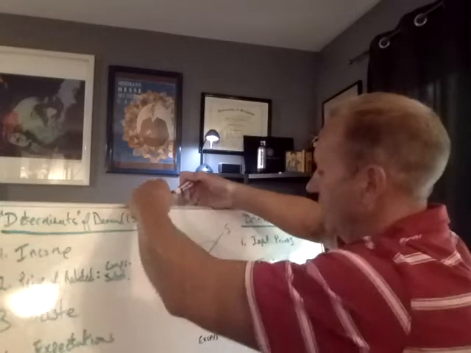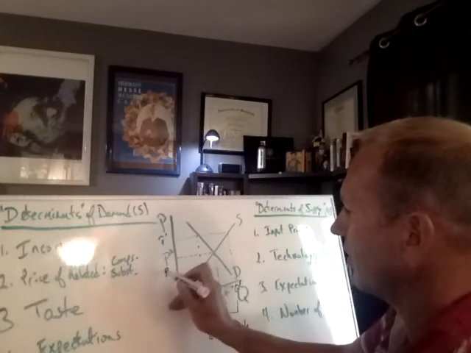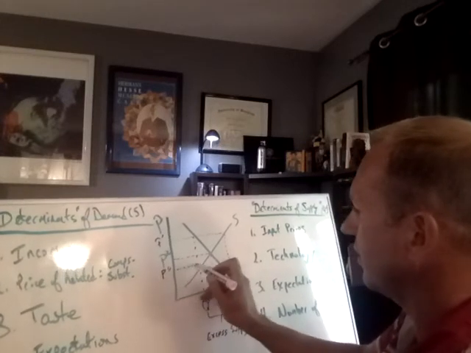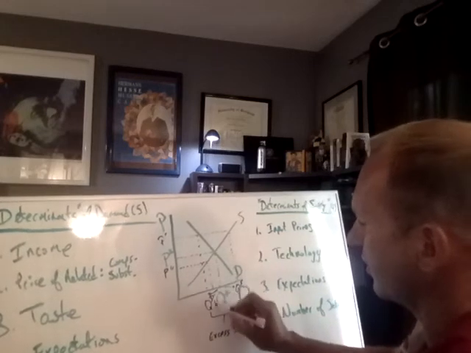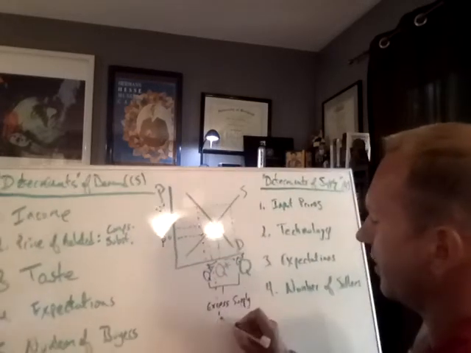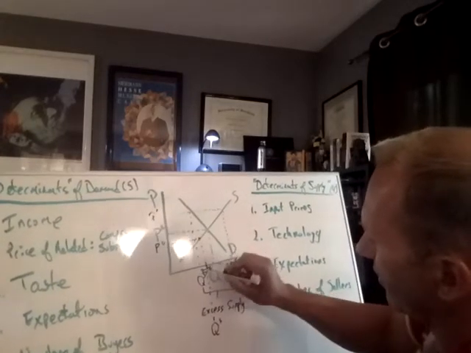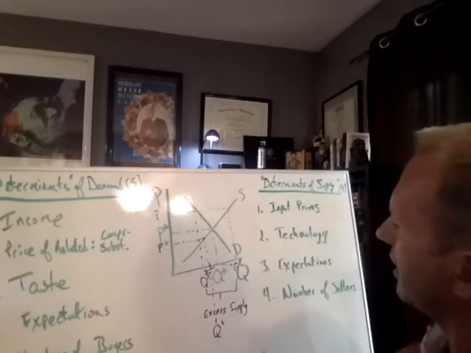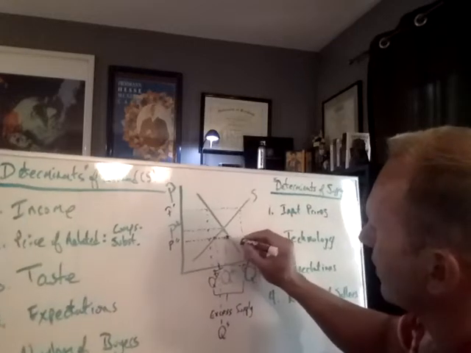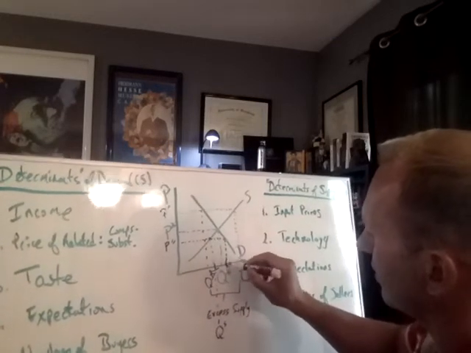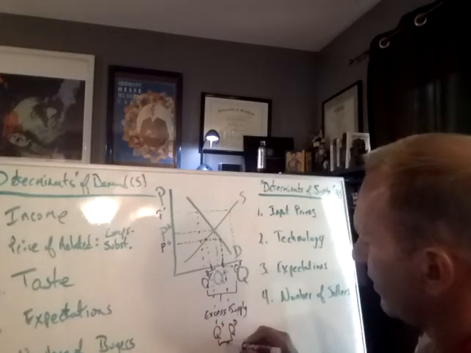below P star. Let me try to pick a place where I can fit things in. Let's say they lower the price to here. Well, at that price, now the sellers are willing and able to produce and sell this much. I'm just out of space, so I'm writing way down here. The quantity supplied falls down here, right? And the consumers at that lower price, of course, are willing and able to buy more. So the quantity demanded is here. And now we have a case of excess demand.